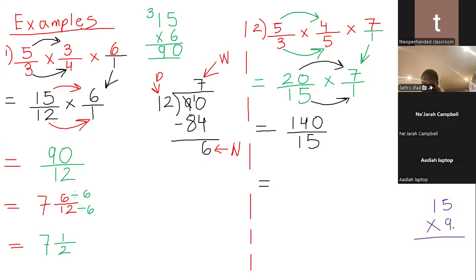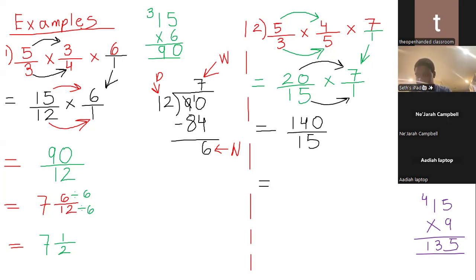What is 9 times 5? 9 times 5 is 45. Put the 5 down, put the 4 up. What is 9 times 1? 9 times 1 is 9. Plus 4? 13. So it's 135. So you were right, Seth. It is 9. So it's going to be 140 minus 135.